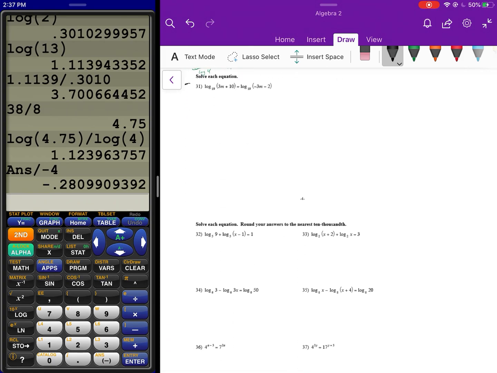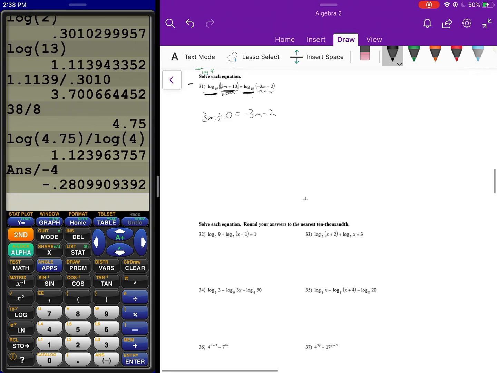31, I only put one of them in here. It's actually very easy once you see what you're supposed to do. And we did go over these. If you have a logarithm with a base and then an argument, the part that you're taking the logarithm of is called the argument, equals the same base, then the arguments have to be equal to each other. So since it's log base 19 of something equals log base 19 of something else, those two things need to be equal. So we can just write 3m plus 10 equals -3m minus 2.